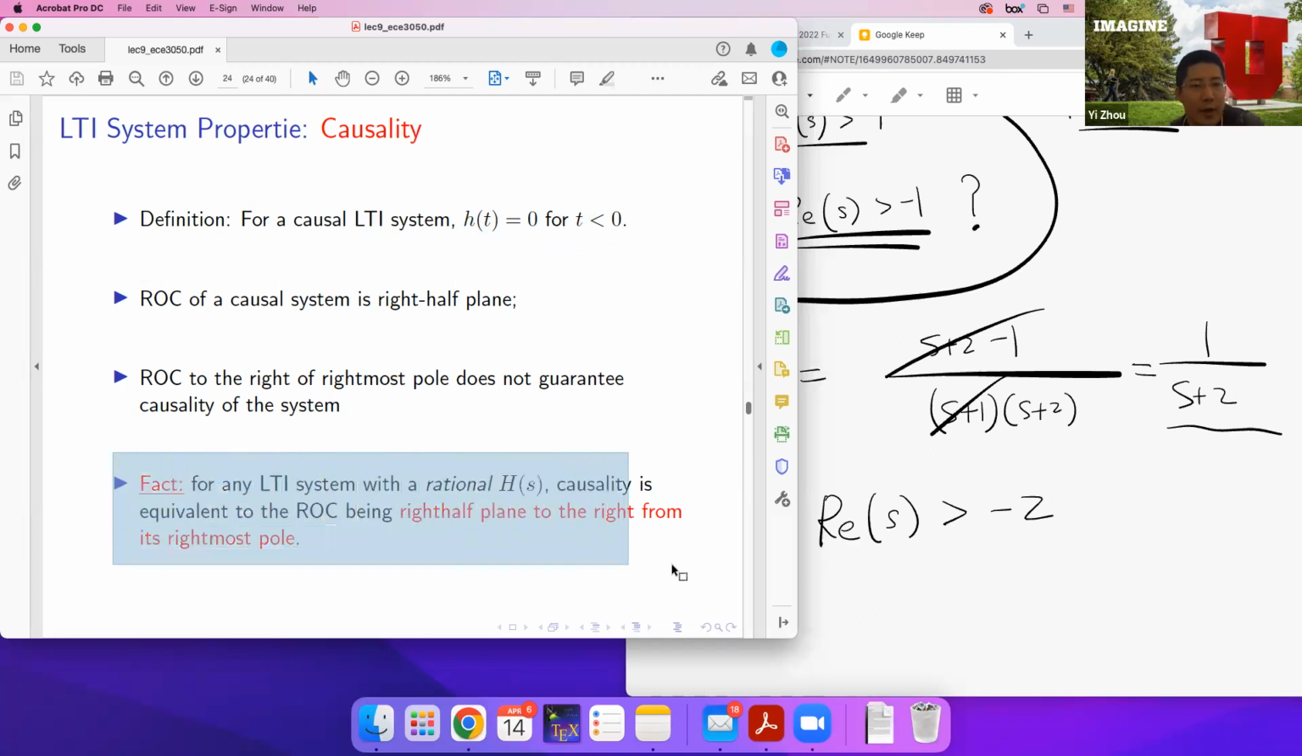And the important fact is that if an LTI system has a rational Laplace transform of the impulse response, then causality is equivalent to the fact that the ROC is to the right of the rightmost pole.